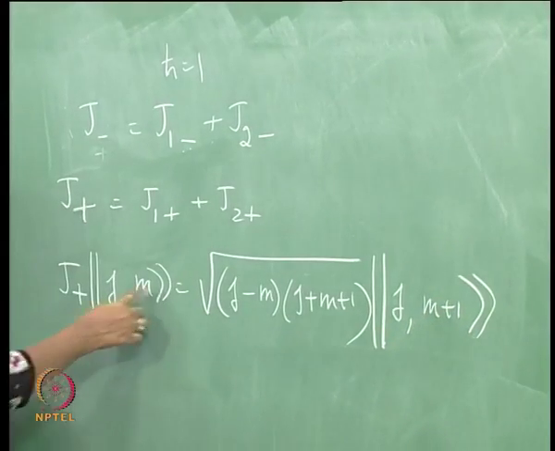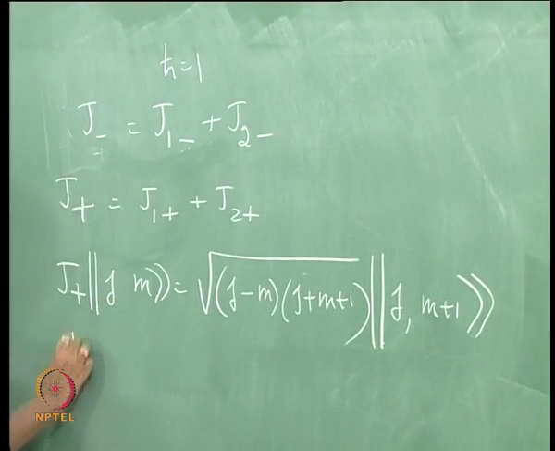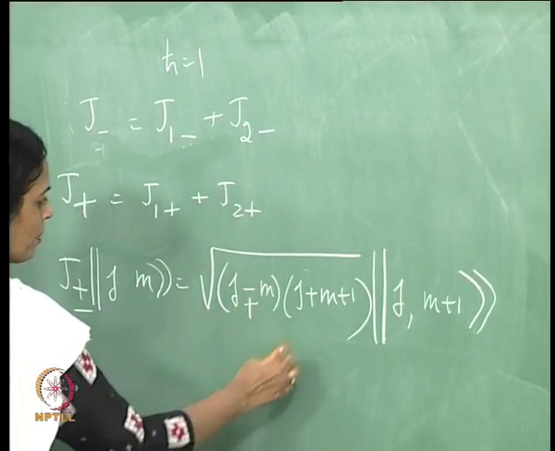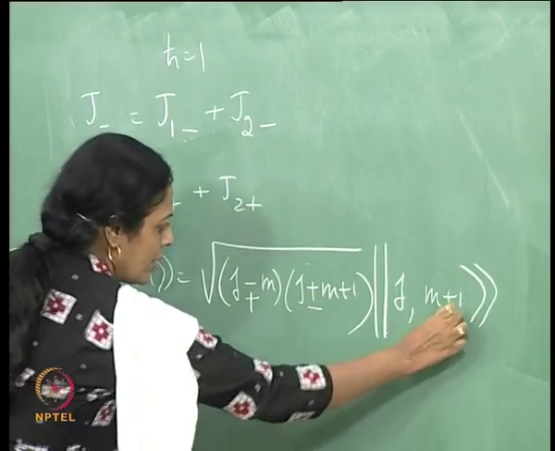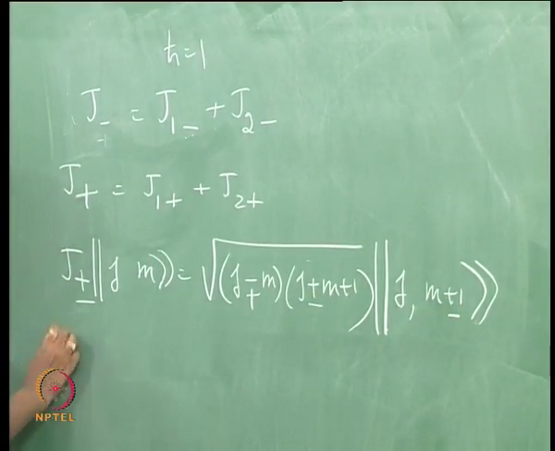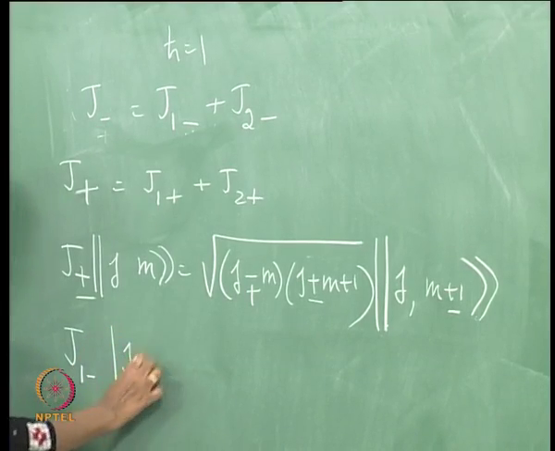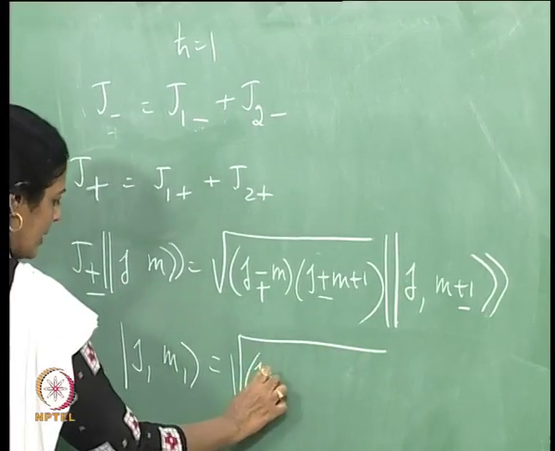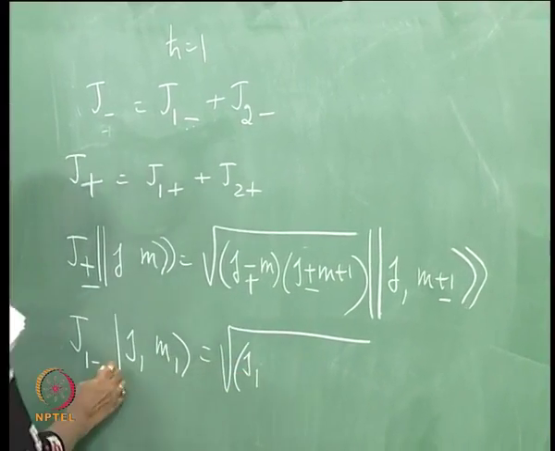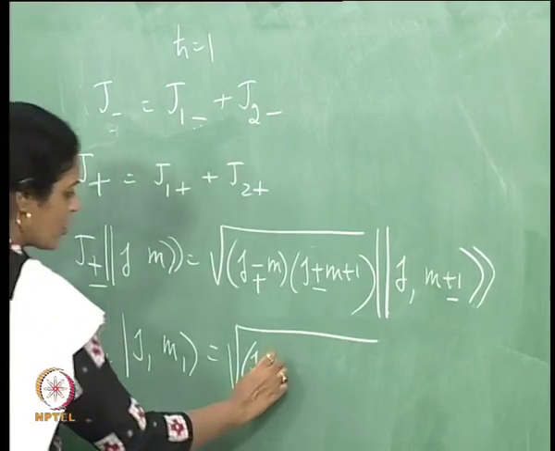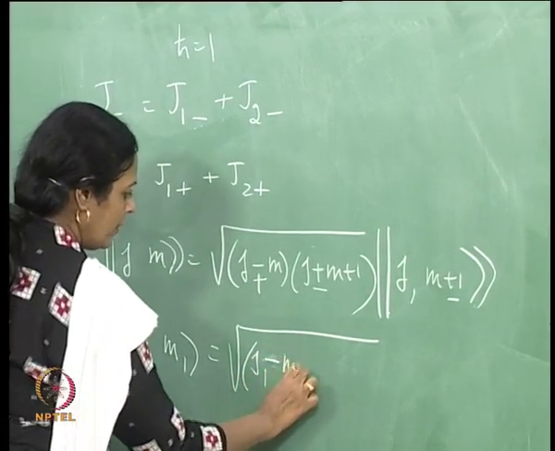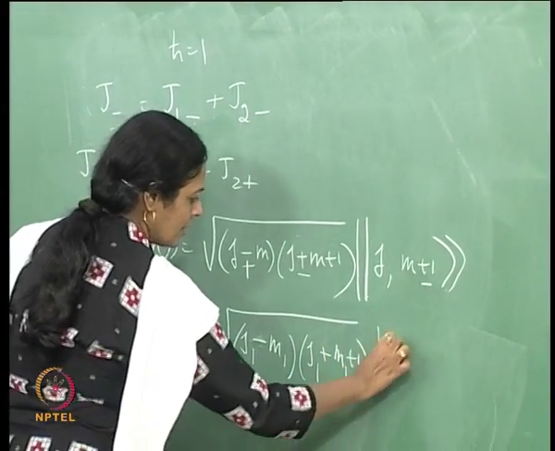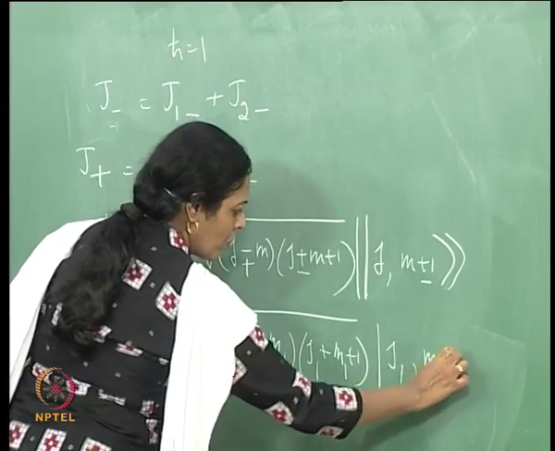I am using double braces because these are coupled states, and j minus acting on j m gives me root of j plus m times j minus m plus 1, j comma m minus 1. j1 minus acting on the state j1 m1 does the same thing. Let's start with j1 plus. It is root of j1 minus m1 times j1 plus m1 plus 1, j1 m1 plus 1.